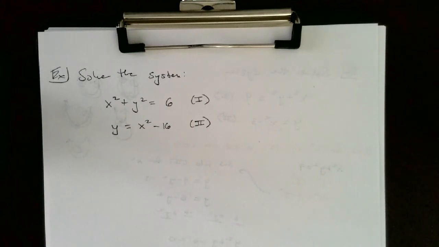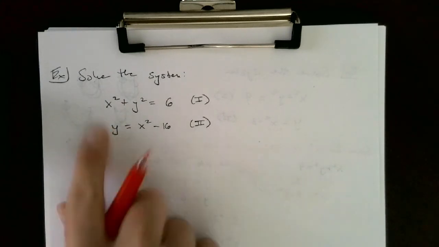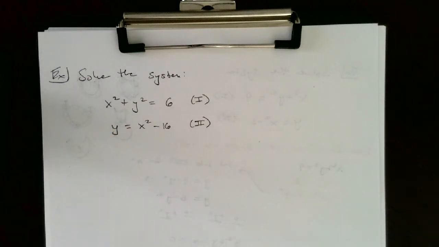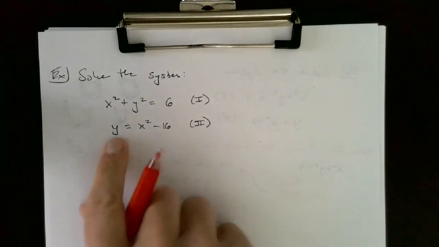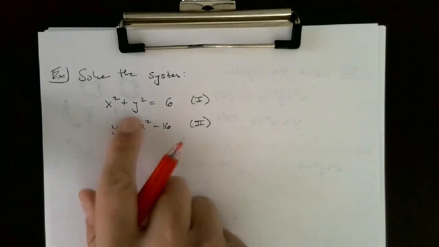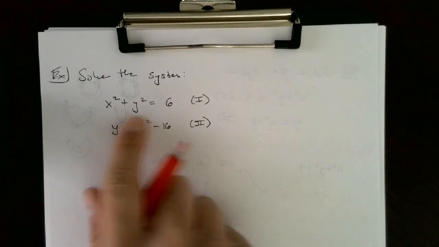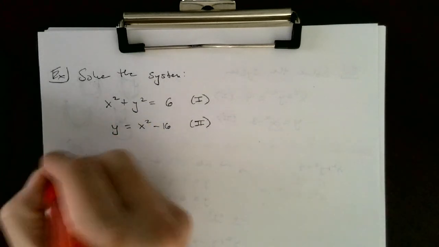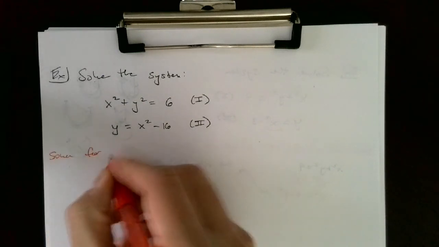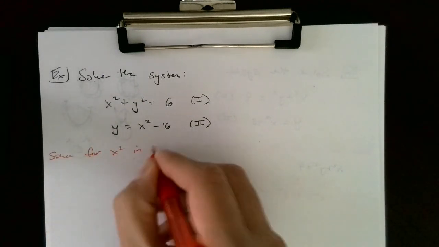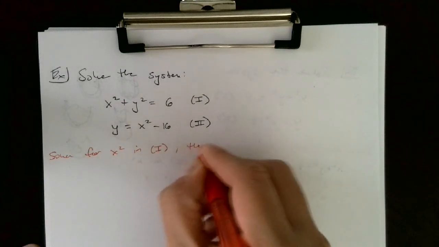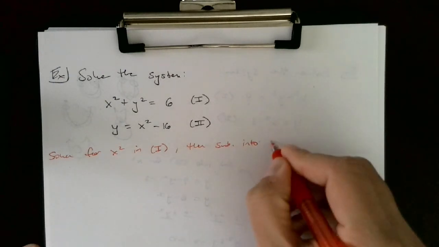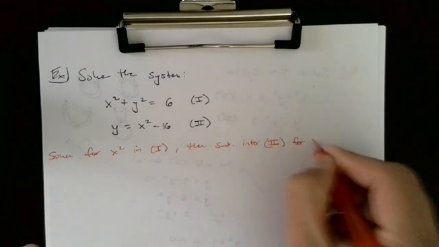So similar to the last example, I'm going to isolate the x squared in this and substitute in for the opposite x squared. So I only have an equation with just y's to the second power. Otherwise, if I was to substitute directly in for y here, I would get something to the fourth power, and that wouldn't work out too well because it's harder to solve that type of equation. So I'm going to solve for x squared in equation 1, then sub into equation 2, all right, for x squared.